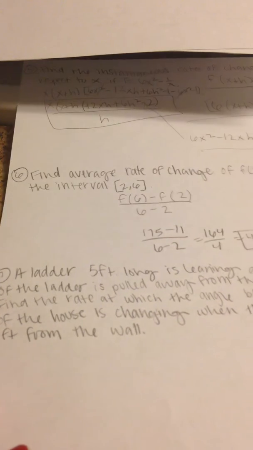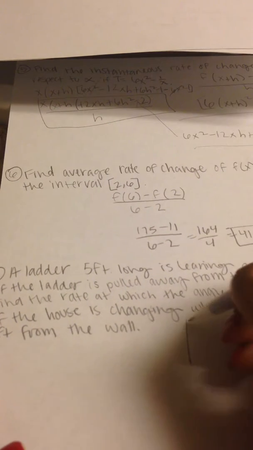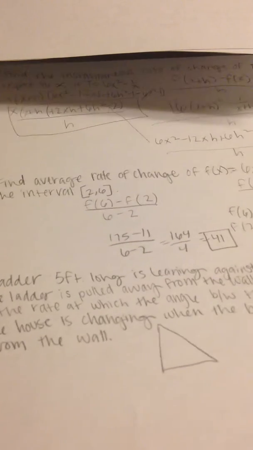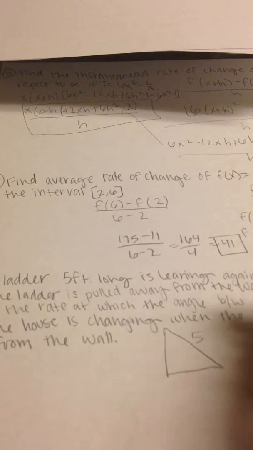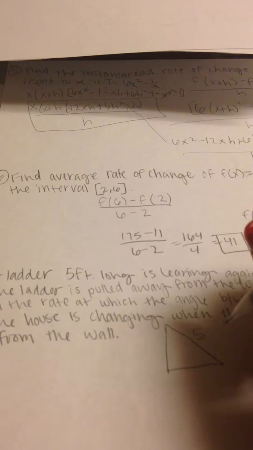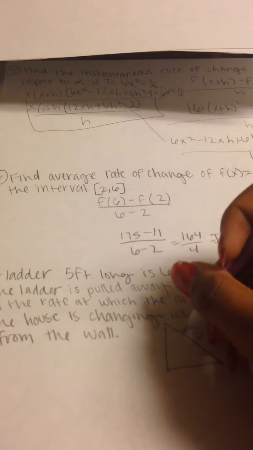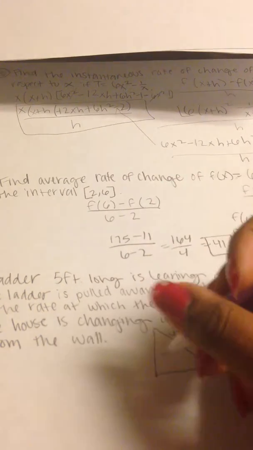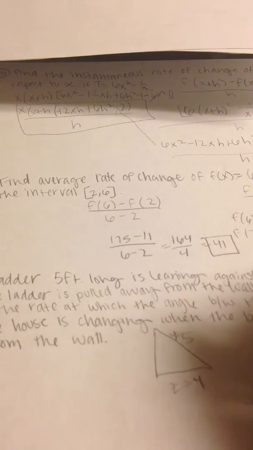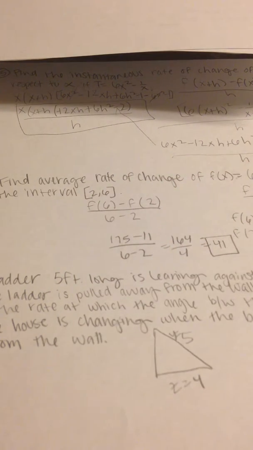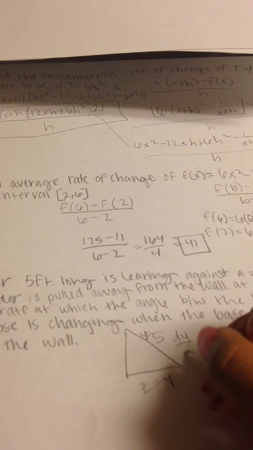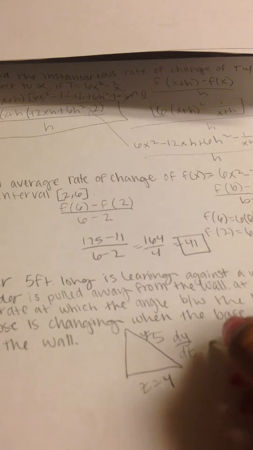So first I would draw the picture. If the ladder is 5 feet, I would make this y equals 5, z equals 4, and then dy/dt equals 0.